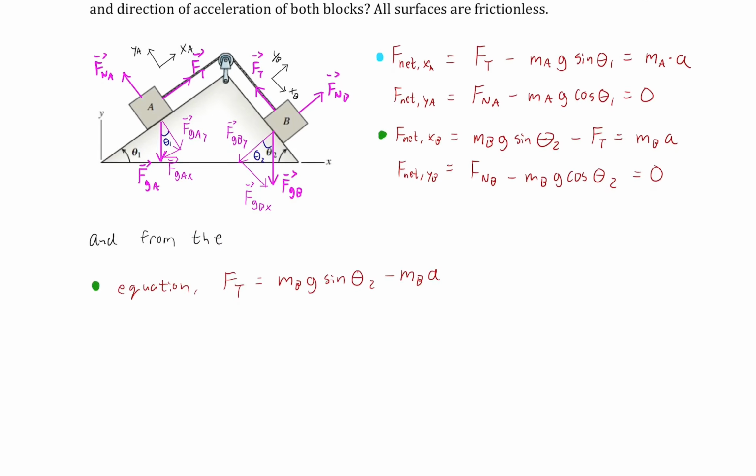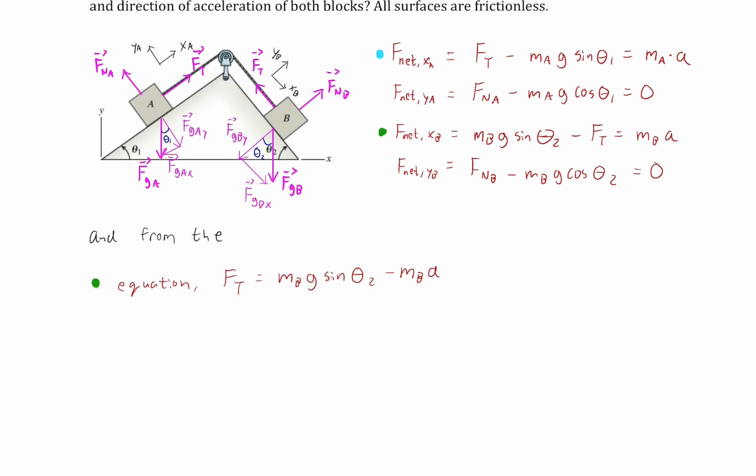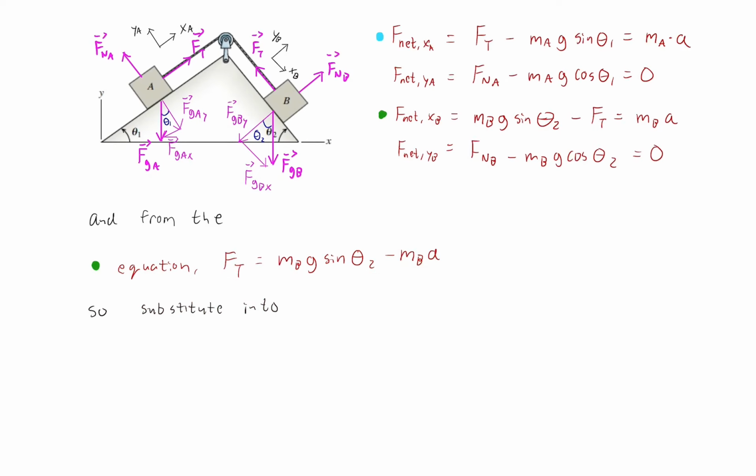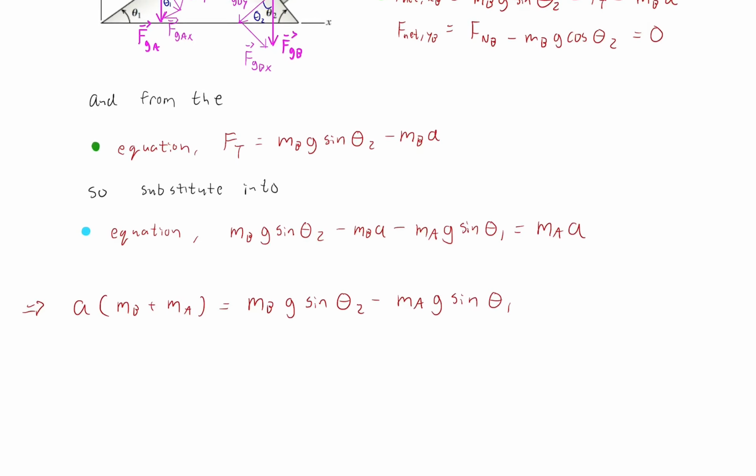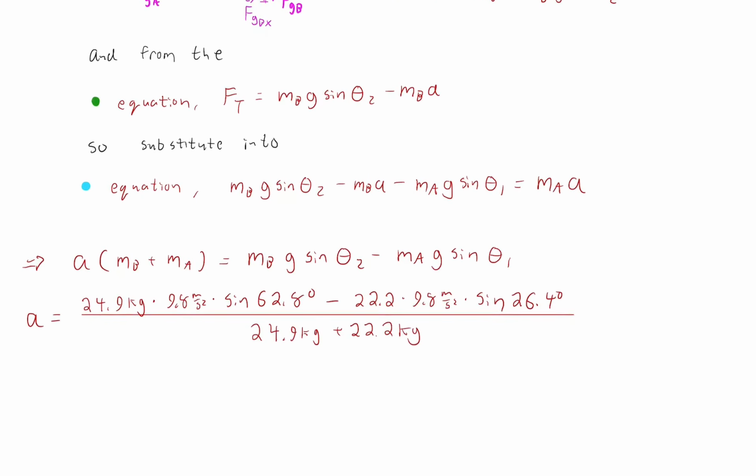From the green equation, we get the value of tension. Then we're going to substitute that into the blue equation. So now we've eliminated tension, and we have an expression that just has a single unknown, a, because we know everything else. We know m, we know g, and we know theta 1 and theta 2. Then I'm just going to isolate a. All right, there we go.